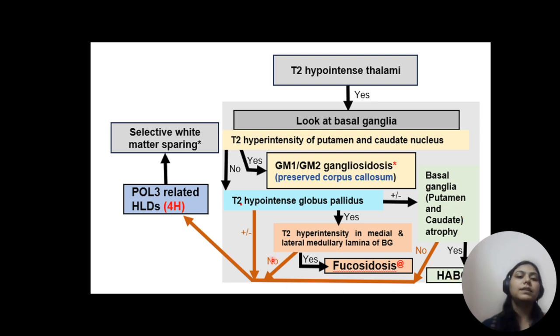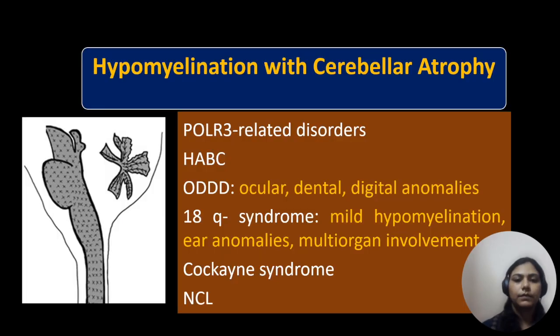When none of these are present, still there is presence of hypointense globus pallidi, then it can be POLR-related hypomyelinating leukodystrophy, and these may show selective white matter sparing. We can also have hypomyelination with cerebellar atrophy, as we already saw in POLR-related disorders, in H-ABC, in LCL.